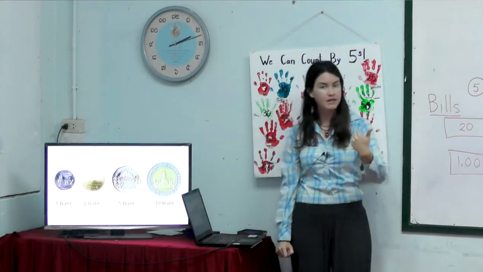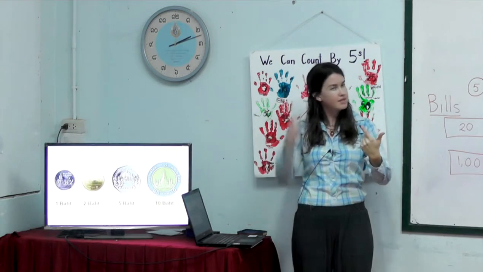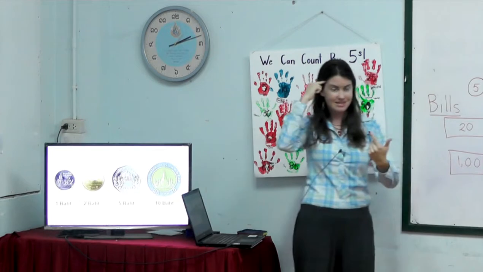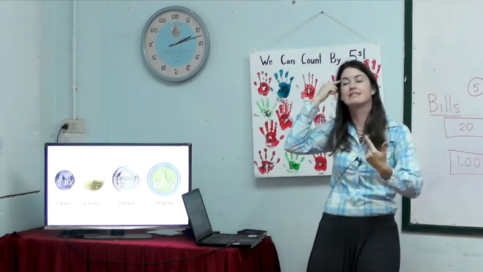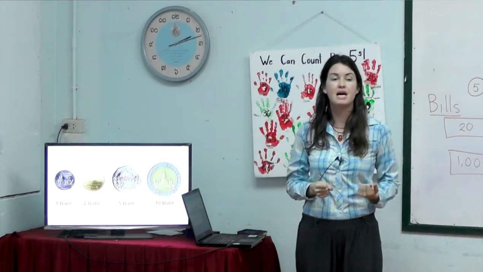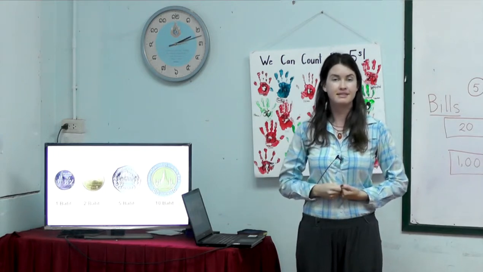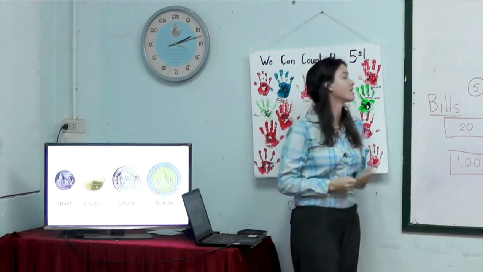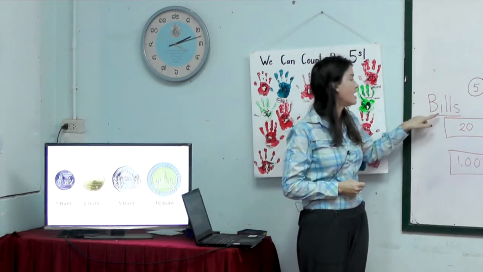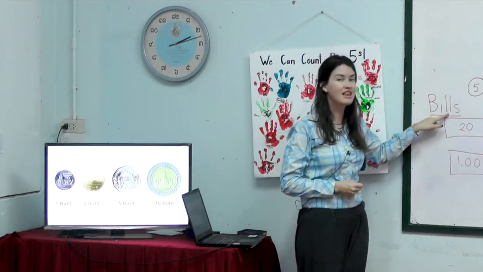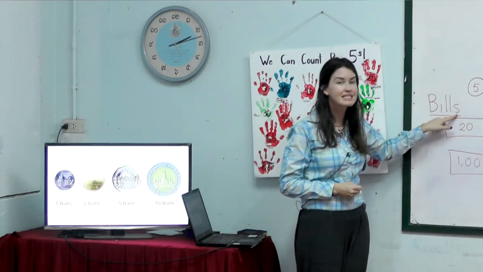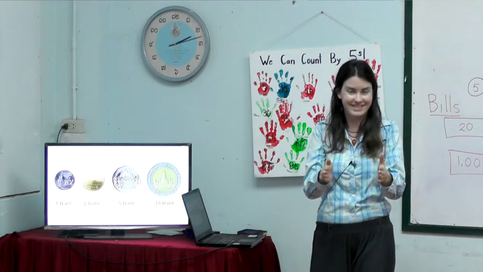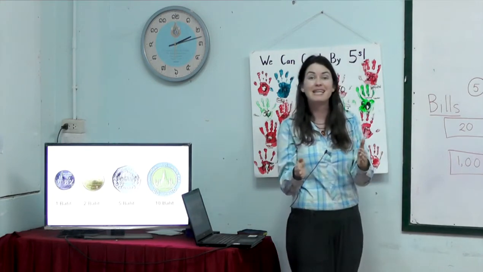Okay, we've got coins. Can you think of what's the other kind? Bills. Good. Let's practice. Ba. Eh. Ooh. Good. And let's smash it together. Bills. Bills. Good.